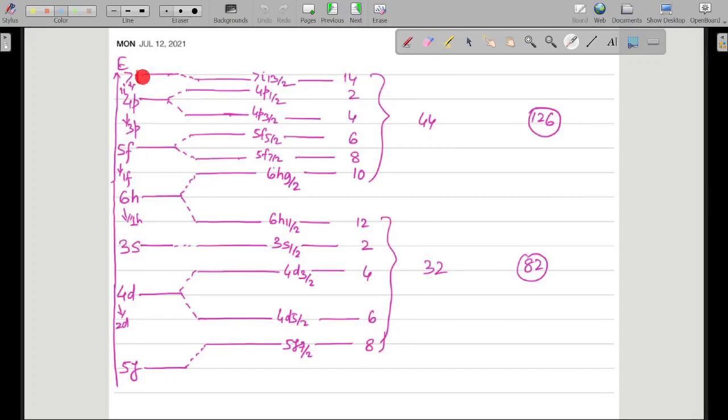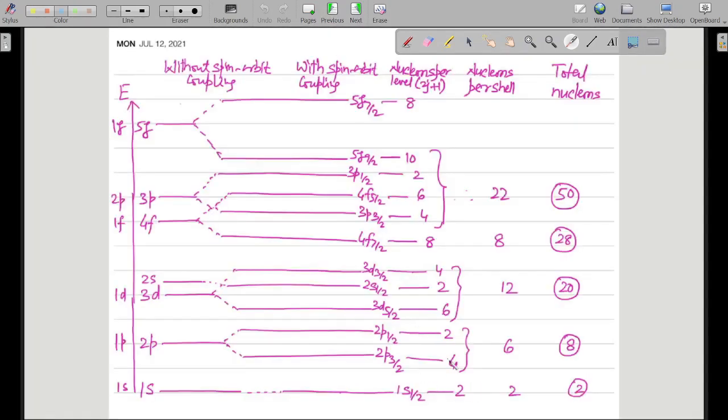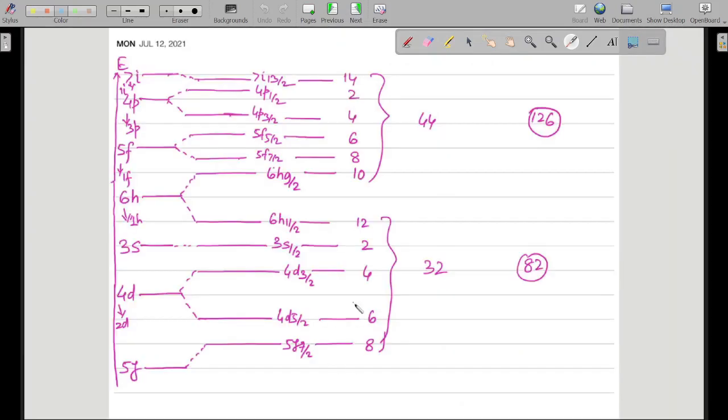Why will it be 7I? Because this is the 7th shell. How is it the 7th shell? 1, 2, 3, 4, 5, then 6 and then 7. So it will be 7I. In that manner you have to name them.